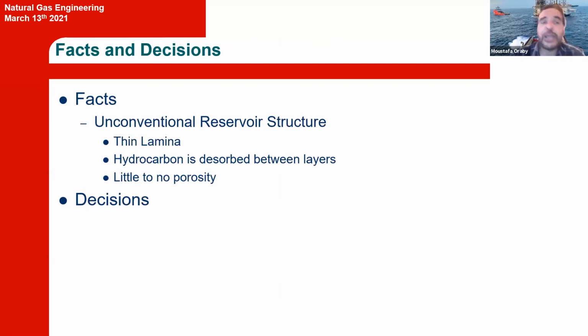The first fact, the facts are unconventional reservoir structure. They are thin lamina. It's one thing, thin lamina. Hydrocarbon is dissolved between the layers. Little to no porosity. These are facts. Okay. Now, if you think about these, can I drill a vertical well in thin lamina? Well, how can you perforate? You cannot actually drill a vertical well and perforate for many reasons. Drilling a vertical well and perforation, you cannot really make sure that your perforation will be in the zones of production. They are very thin lamina. You will be shooting blindly.